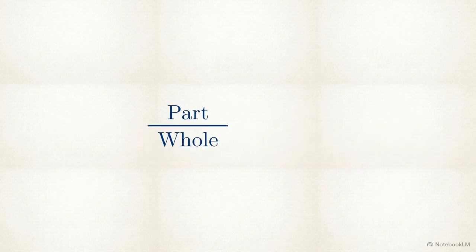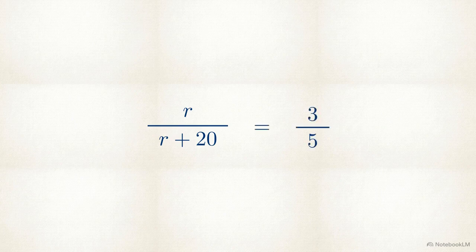Let's adapt our formula using the specific values given. Our desired outcome is picking a red ball, so our part, R, goes on top. The whole bag goes on the bottom, which is R plus 20. And the question tells us this probability is exactly 3/5. To remove the fractions, we cross-multiply.